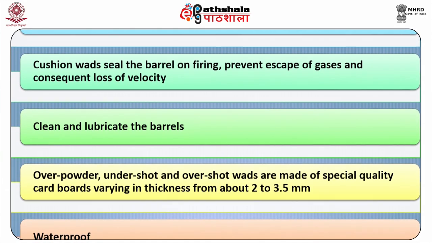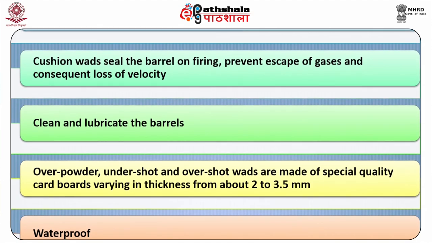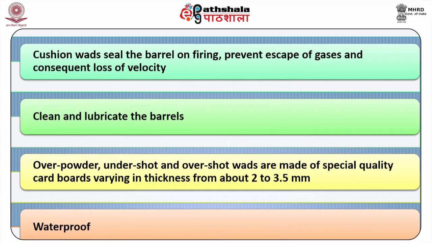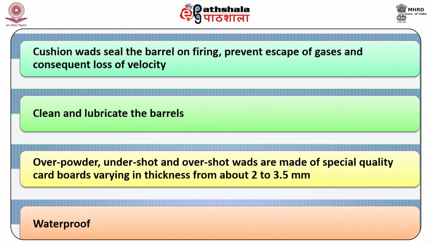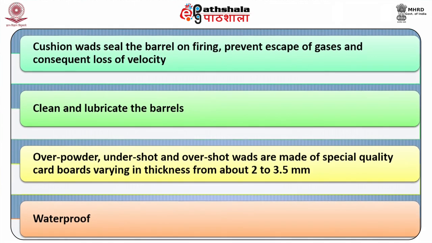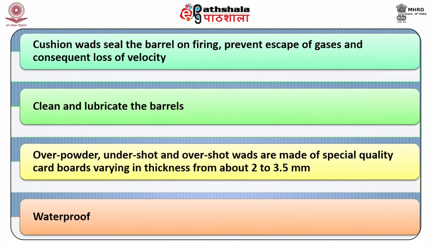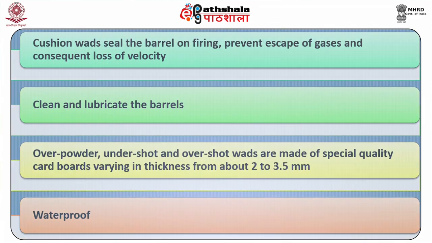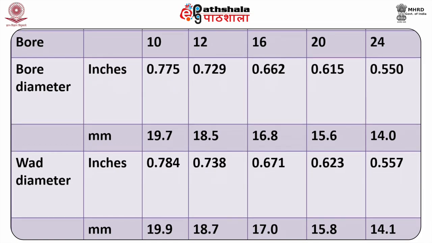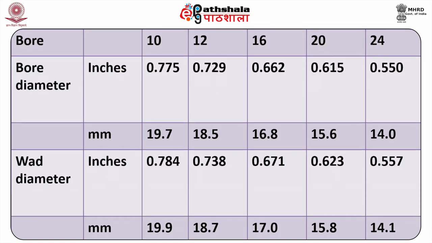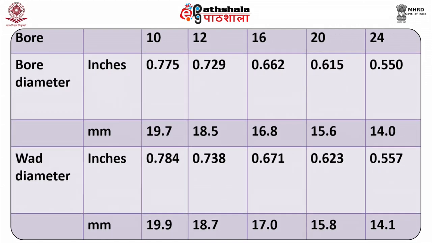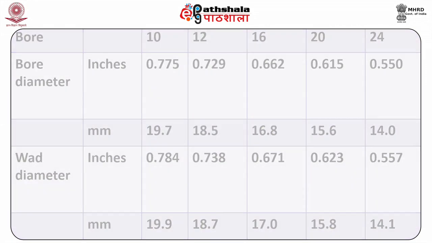Overpowder, undershot, and overshot wads are made up of special quality cardboards varying in thickness from 2 to 3.5 mm. They are waterproof. They are slightly larger than the bore of the firearm for which they are intended. We have given a table which shows the wad diameter of various shotgun ammunition: bore diameter in inches and wad diameter in inches.